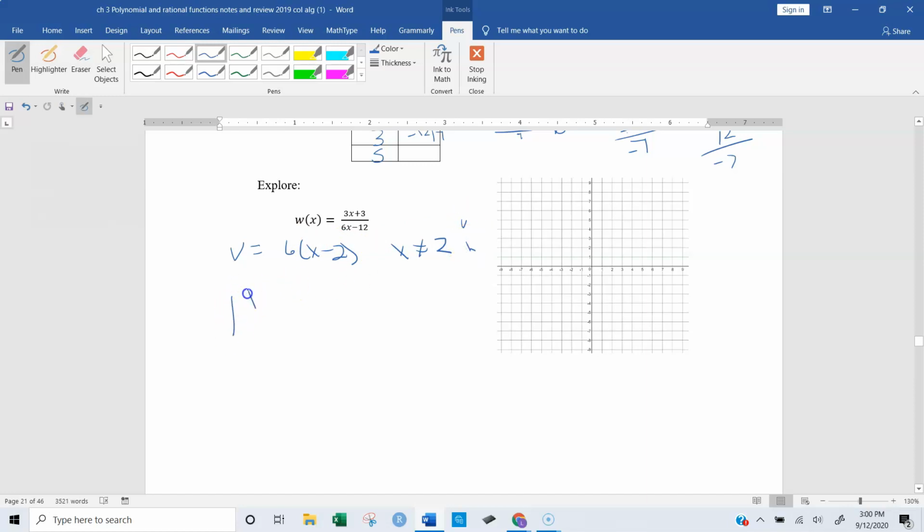So next I'm going to find my horizontal first. 3x over 6x, that is equal to 1/2. So I know at 1/2 I have a horizontal asymptote. That's guaranteed, so I can draw it in.